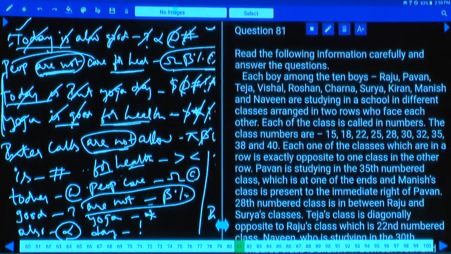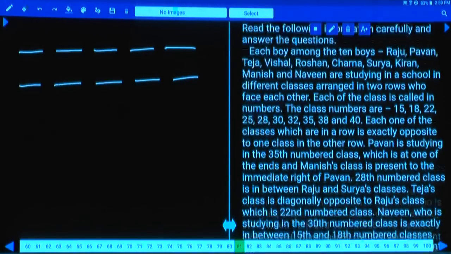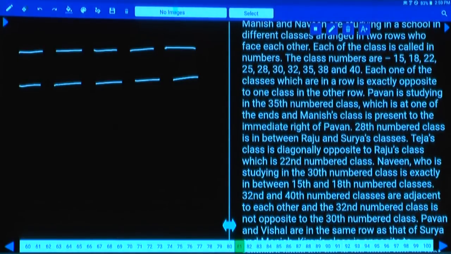Now shall we start with this one? Question numbers 81 to 85. Now it comes under 2 row arrangement, 1, 2, 3, 4, 5. Now 5 persons in one row and 5 persons in the other row. Then the class numbers are clearly given. Each one of the classes which are in a row is exactly opposite to one class. Pawan is studying in the 35th number class, Pawan 35, which is at one of the ends. As which is at one of the ends, tell me how many different possibilities we have. Pawan 35 can be here, Pawan 35 can be here, Pawan 35 can be here and Pawan 35 can be here. How many possibilities do we have?